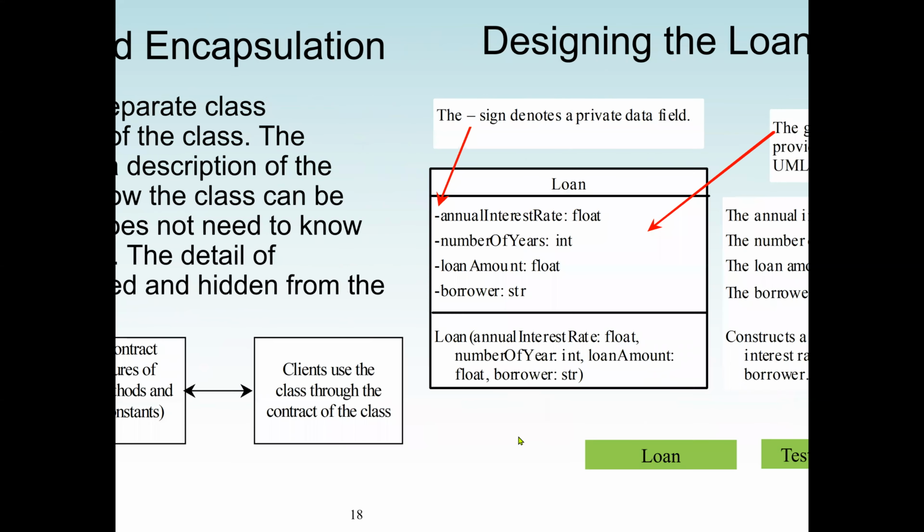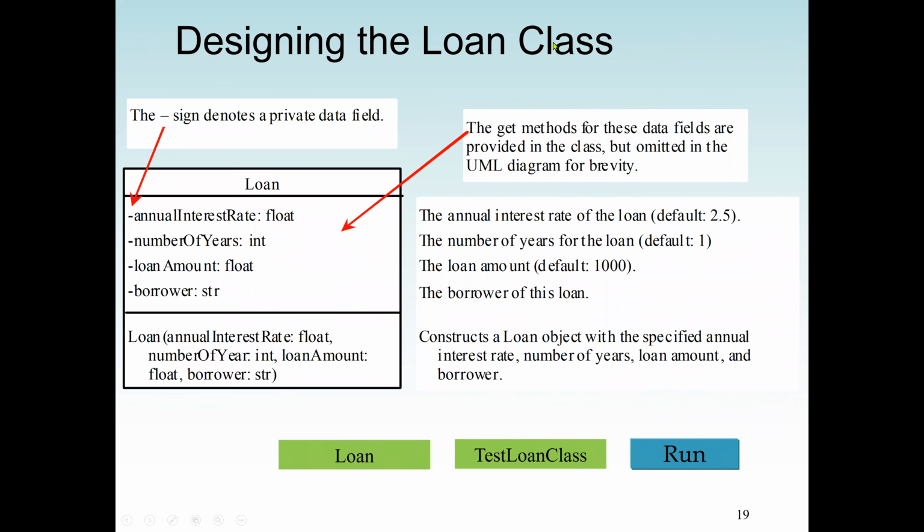So defining the class Loan. Here we have the name of the class, the first row. The second row, we have all the data or the attributes of the class Loan. The annual interest rate, the number of years, loan amount, and also the borrower. The second item on the right side is just the data type.